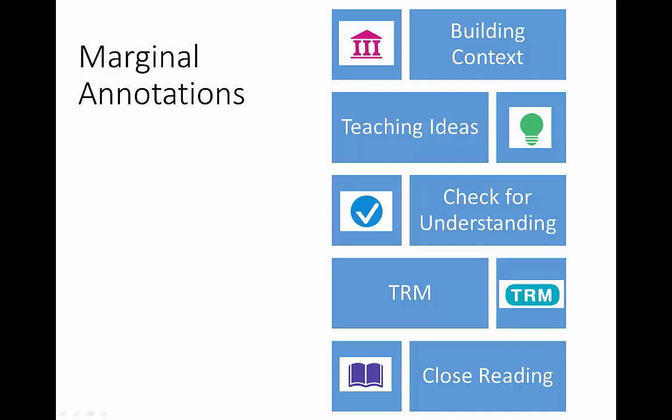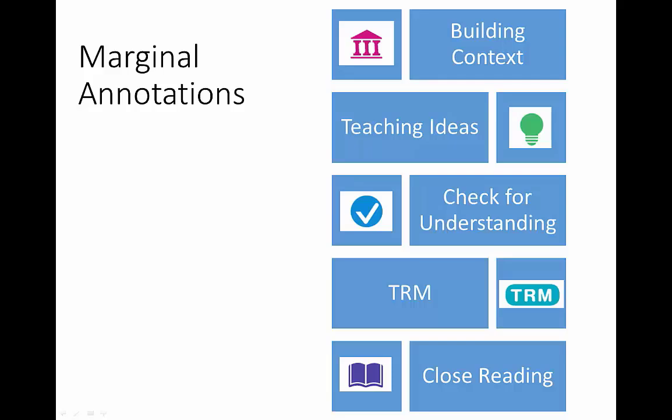There are multiple types of marginal annotations. Let's take a quick look through the types before we dig deeper into them. Building context tips, denoted by a pink building, help you give background on the piece or concept to your students, and give advice on some other things students should do research into or think about as they're reading through the text.